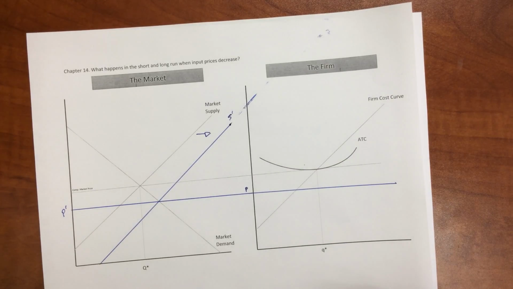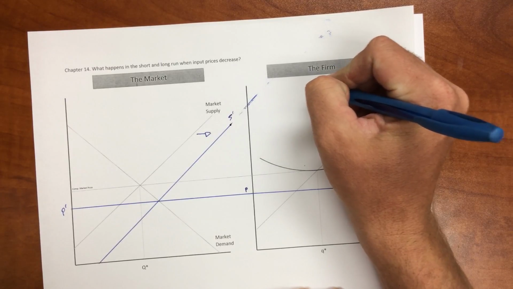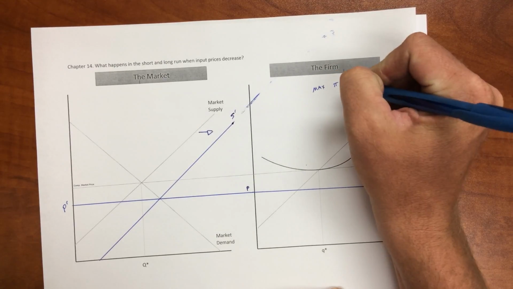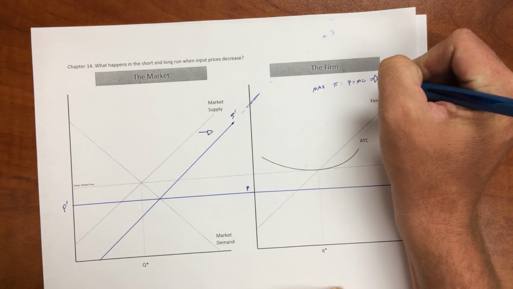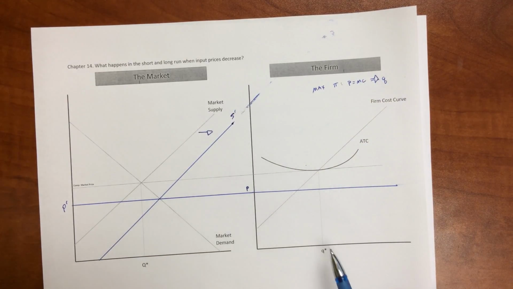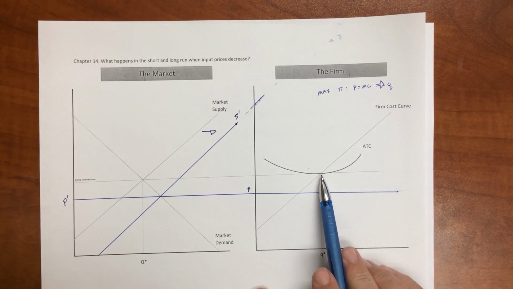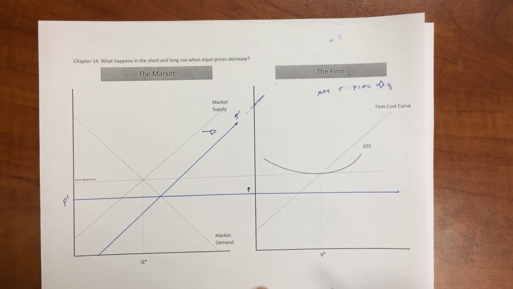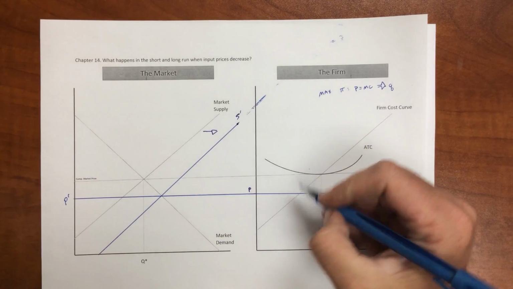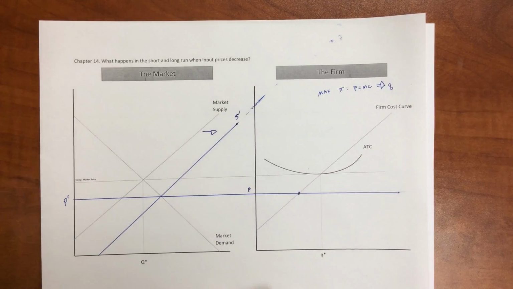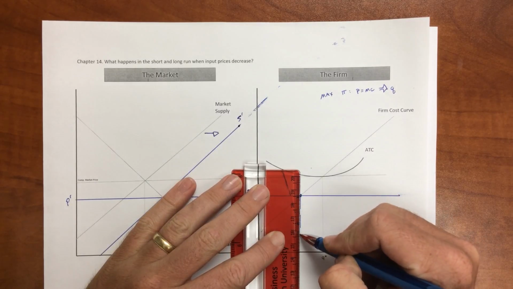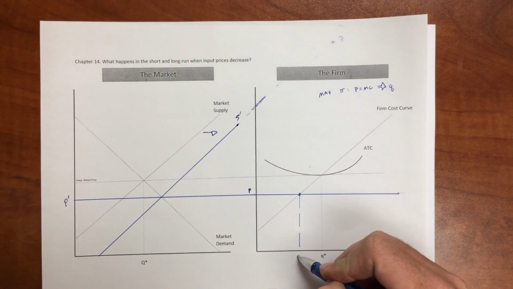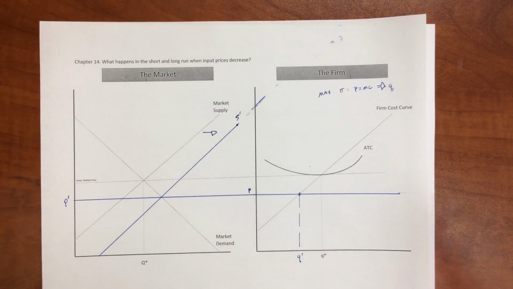Now, for the firm, to maximize profits, their rule is to set price equal to marginal cost. And that determines little q. Before, little q was right here, where price equals marginal cost equals average total cost, so there's no economic profits. But now this point right here is where price equals marginal cost. So now here is the new little q.